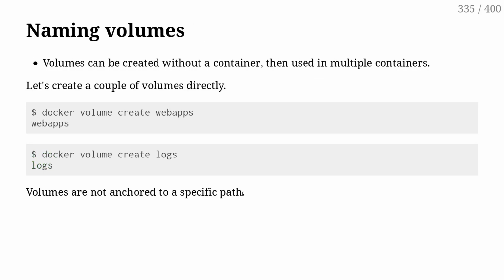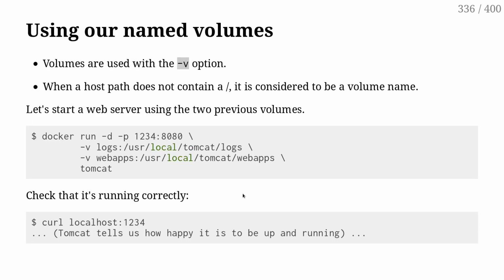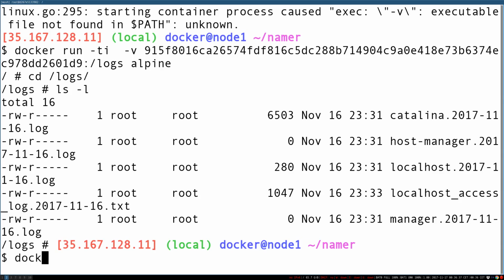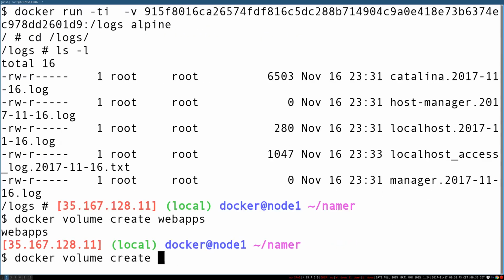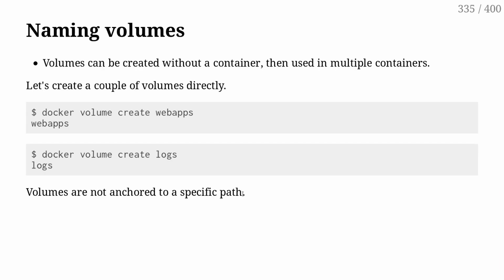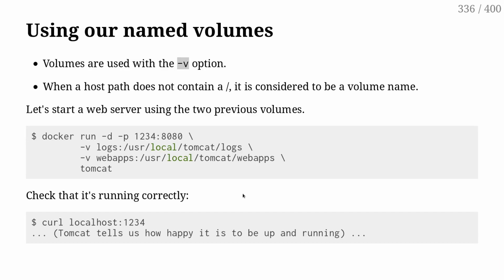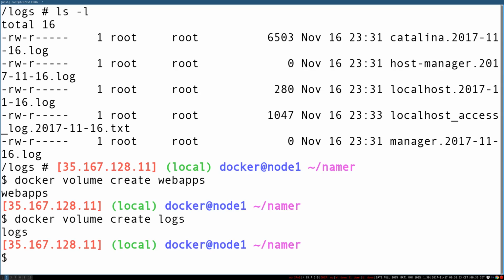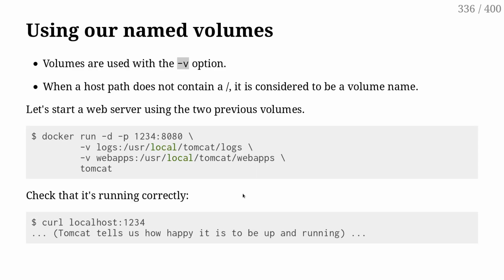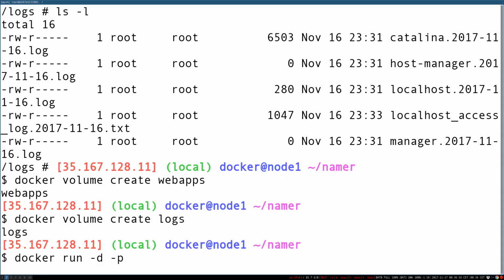If I don't like those super long IDs, I can create my own volumes just fine. So that's what we do here. So docker volume create, how do I call that? Web apps. Then docker volume create logs. And then I'm going to start a new instance of Tomcat using these directories. I have to confess that I'm not a super huge Tomcat expert, so I had to figure out how to mount these things in a way that would make sense. So I'm going to expose that Tomcat instance on port 1234.